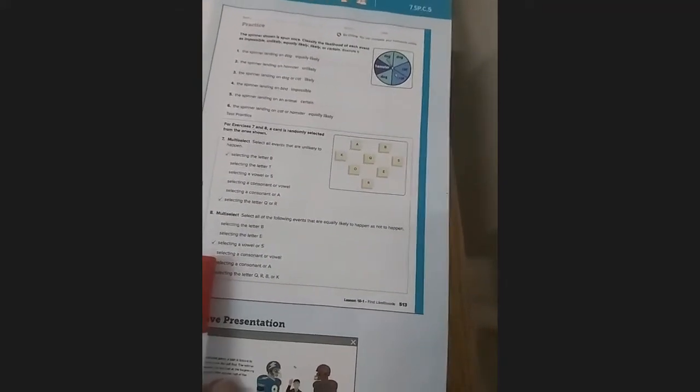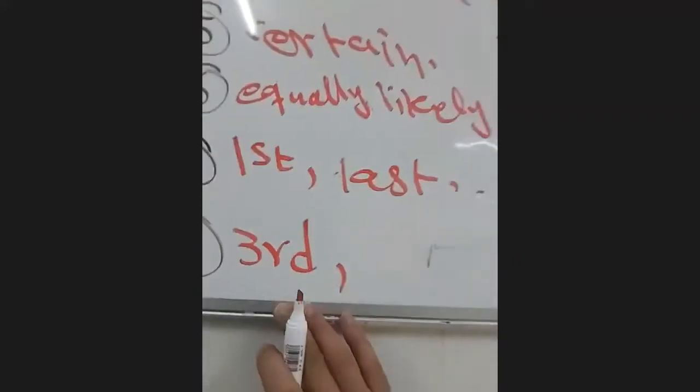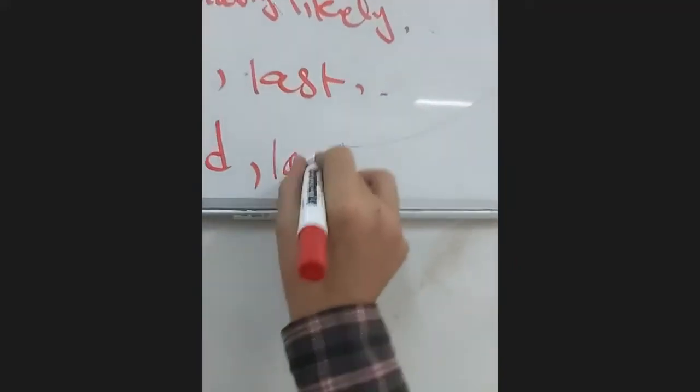The last one, read. Selecting the letter Q, R, B, or K. How many? We have 4. 4 out of what? 4 out of 8. It is equally likely. Maybe 50-50. So here the third and the last.